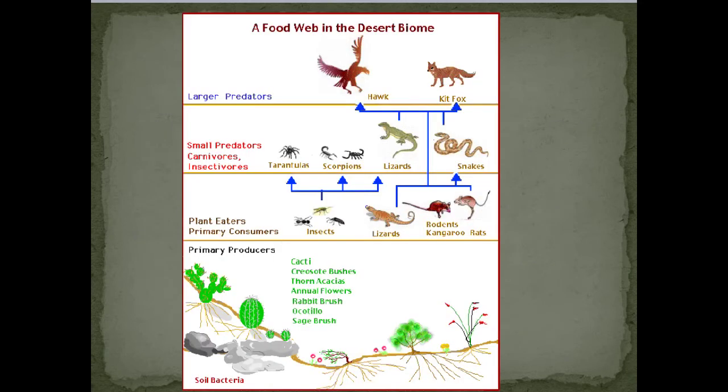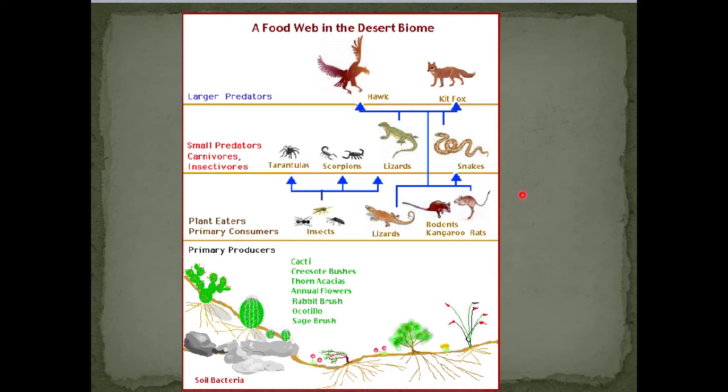Looking here at a desert food web, you can see your producers, how they're much smaller, lack of leaves, more spines. Primary consumers, insects, lizards, smaller organisms. You can see they're all smaller. Secondary, lizards and snakes, and then tertiary, foxes and different types of birds of prey.